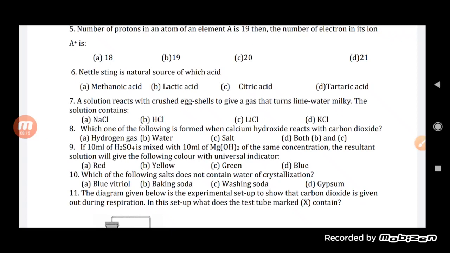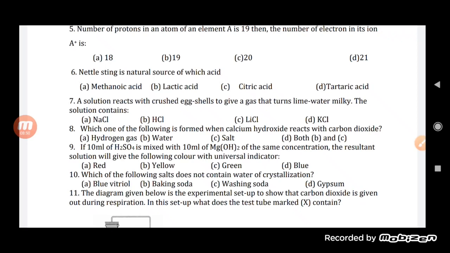Now the next question: which one of the following is formed when calcium hydroxide reacts with carbon dioxide? When calcium hydroxide reacts with carbon dioxide, a salt and water are both formed. Calcium hydroxide plus CO2 gives CaCO3, and water is also produced along with it. So the correct option will be both B and C.